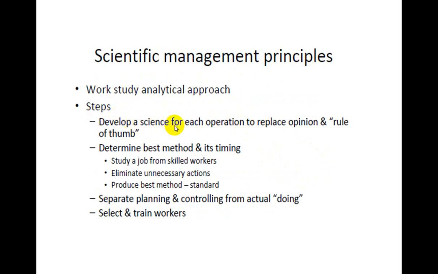Steps: develop a science for each operation to replace opinion and rule of thumb. Determine the best methods and their timing. Study a job from skilled workers. Eliminate unnecessary actions. Reduce best methods to a standard. Separate planning and controlling from actual doing. Select and train workers.